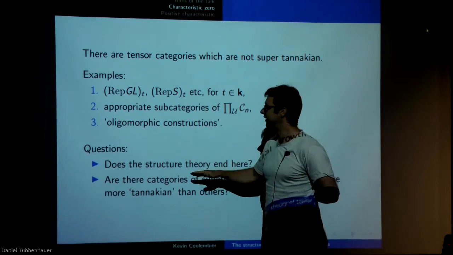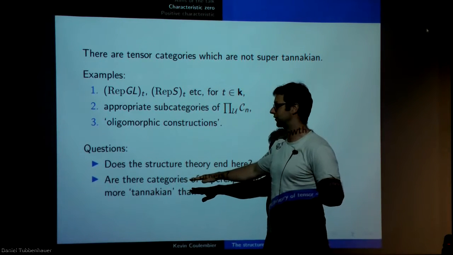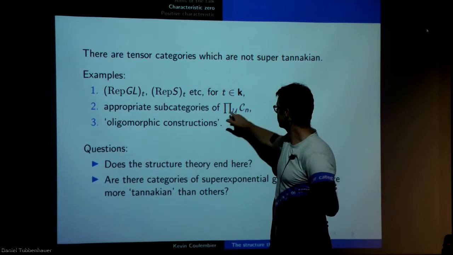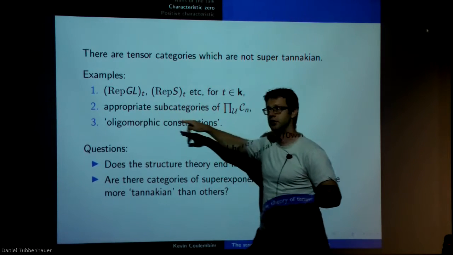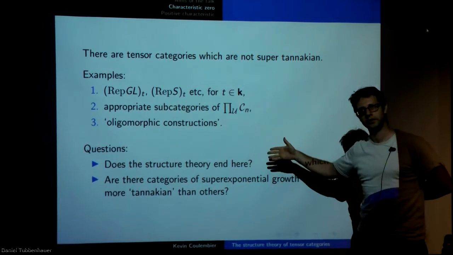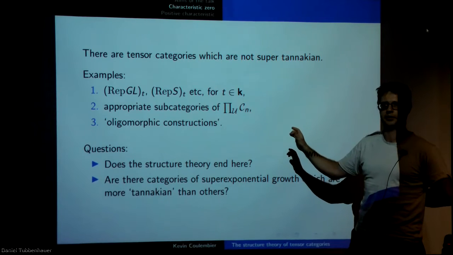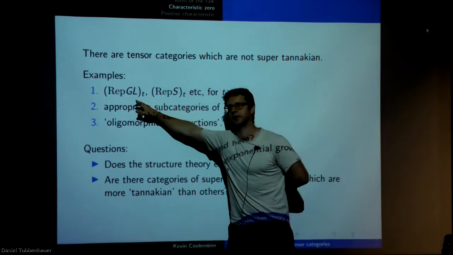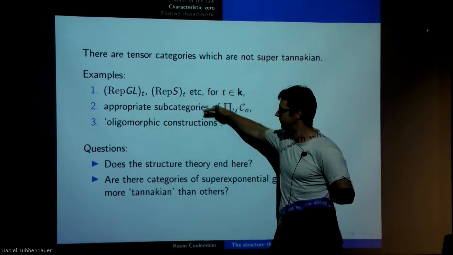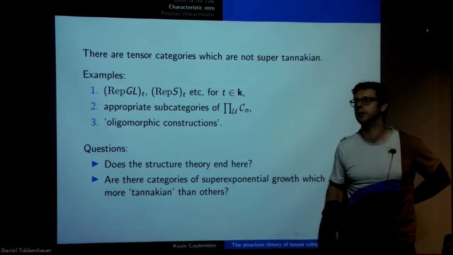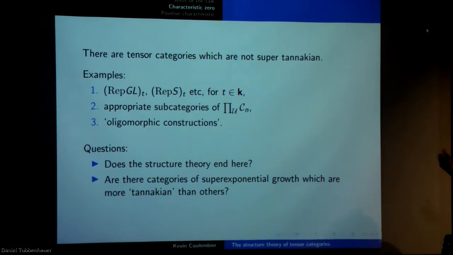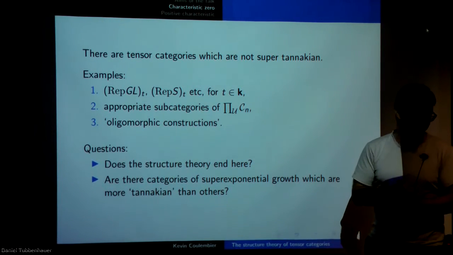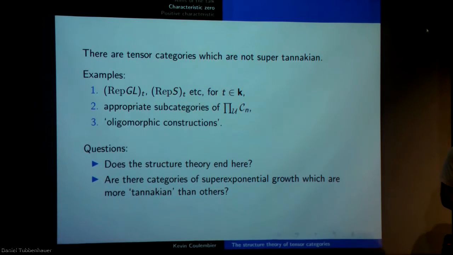And one reason why I think the answer is no in characteristic zero, at least, is that I told you can use Rep GL_n to get this. You could also use Rep GL_{n+1} supergroup with the same categorical dimension, and you would get the same category. So somehow it seems that in this super exponential growth business, Tannakian and super Tannakian really get lumped together. I don't know how to make it more precise, but yeah.